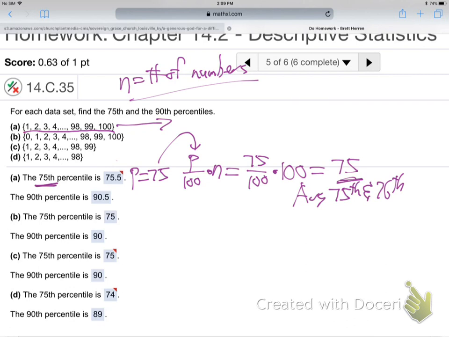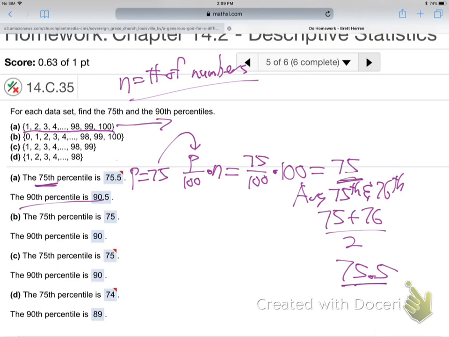So, okay, well, what's that going to be? Well, the 75th number, 75, 76, add them up, divide by 2, 75.5, which is right in the middle of 75 and 76, huh? That's how they got that answer. We good? Is that making sense?